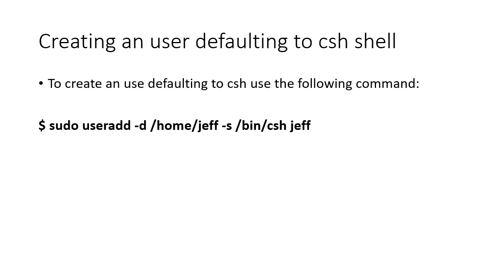Creating a user defaulting to C shell. After the installation of the C shell, create a user using the following command, useradd. You should use sudo from your current shell to elevate and use the useradd command. The command will be sudo useradd -d, specify the home directory, space -s, specify the default shell, in this case CSH, space the username, in this case Jeff.